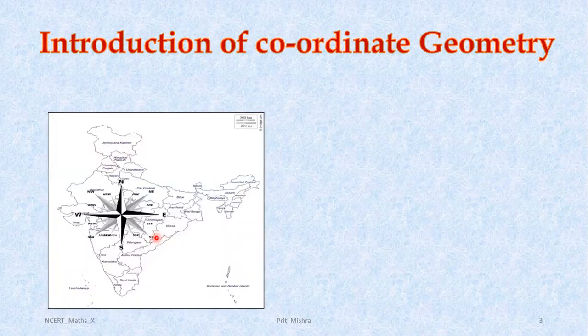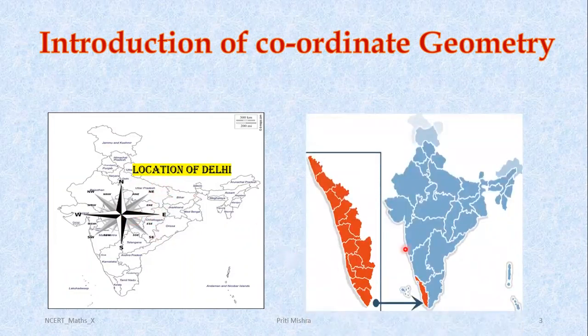If I ask you the location of Delhi in India, then you will say, ma'am, it's in the northeast direction in India. Then what about the location of Kochi in India? Then you will say it's in south direction in India, right? But if I ask you about the location of these places with respect to the world map, these locations will not work there because India is in the northeast direction in the world map.